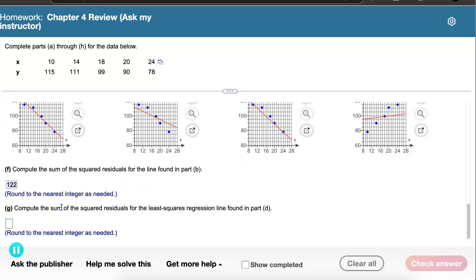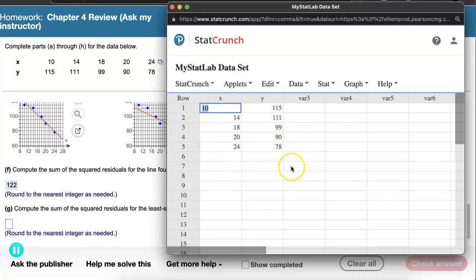Okay, so next we're going to compute the sum of the squared residuals for the least squares regression line that we found in part D. This one is much simpler inside StatCrunch because it was built for these types of things. So actually, I think what I'm going to do is just close out the StatCrunch screen I already had, and open up a new window in StatCrunch here. So I've just opened up a new StatCrunch screen with the same data.